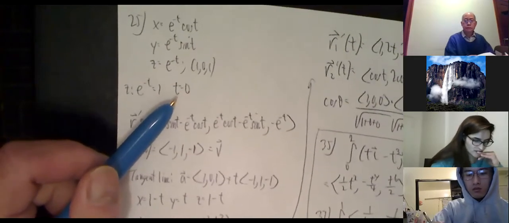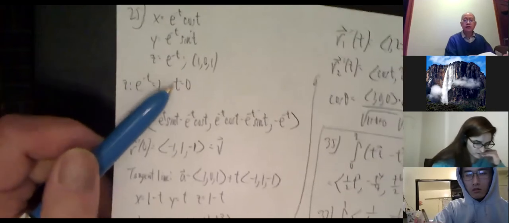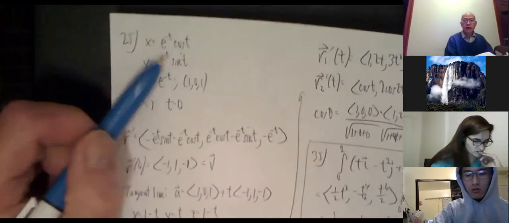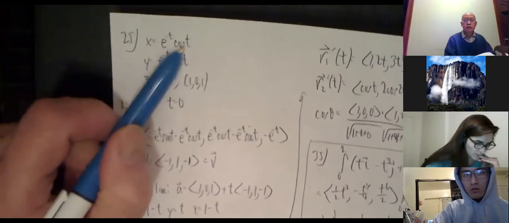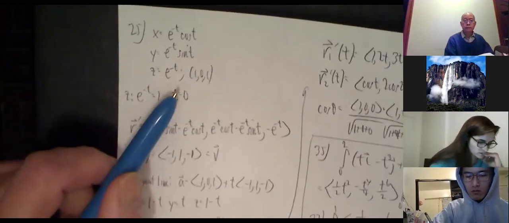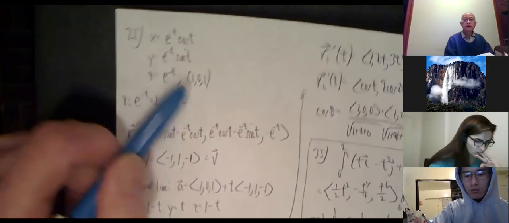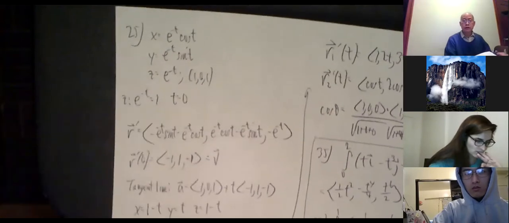Agree? Okay, so again, I had to solve for t. I don't want to do that, I want to do that. Let's do that. And let's double check. If t is 0, e to the 0 cosine of 0, that's 1. E to the 0 sine of 0 is 0. And e to the 0 is 1. Okay, so it works.